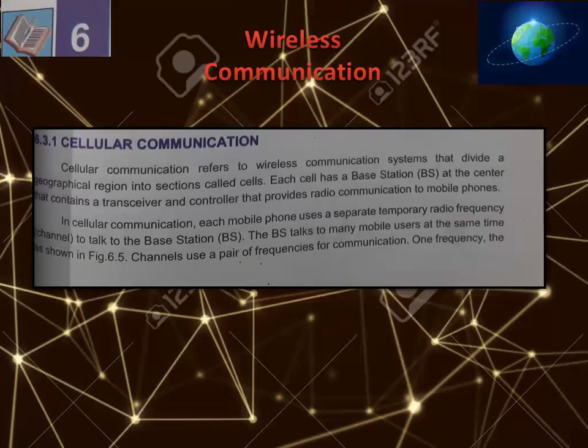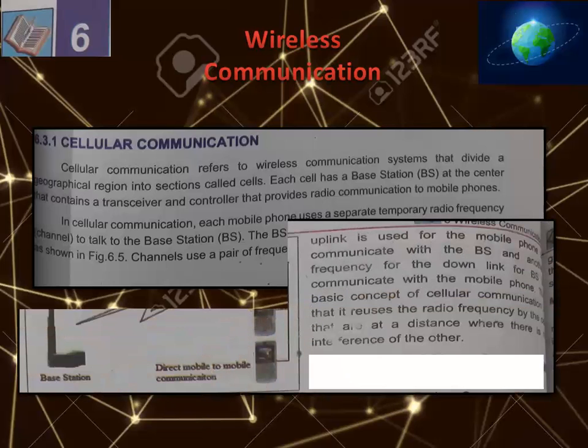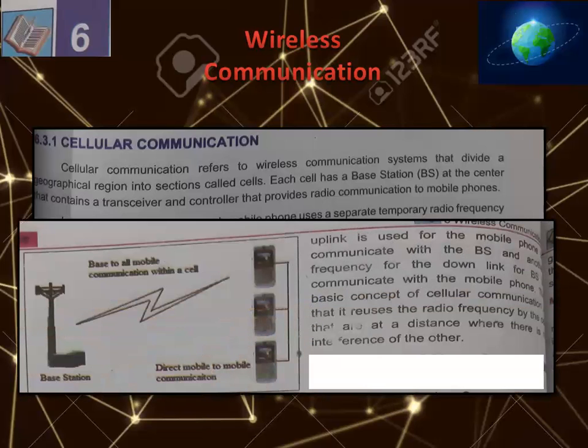The base station talks to many mobile users at the same time, and channels use a pair of frequencies for communication. One frequency, the uplink, is used for the mobile phones to communicate with the base, and another frequency, the downlink, is for the base to communicate with the mobile phone. The basic concept of cellular communication is that it reuses the radio frequency by cells that are at a distance where there is no interference of each other.